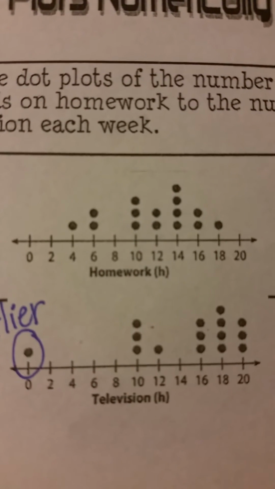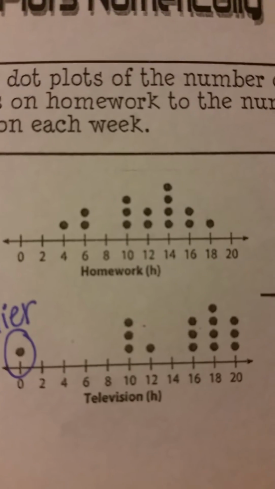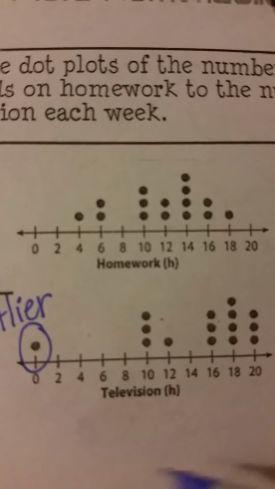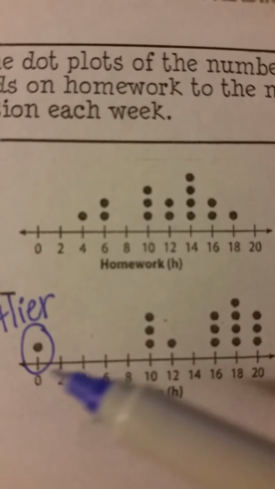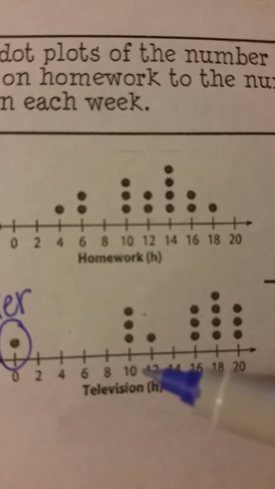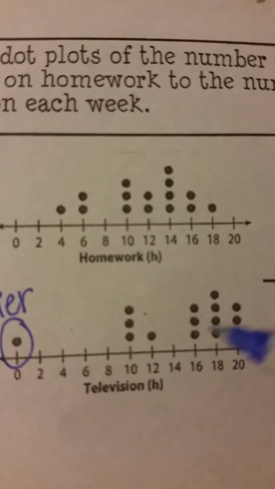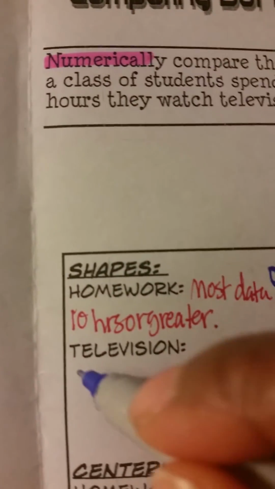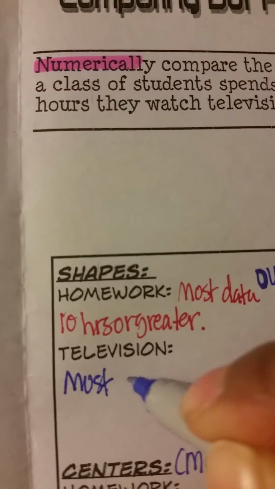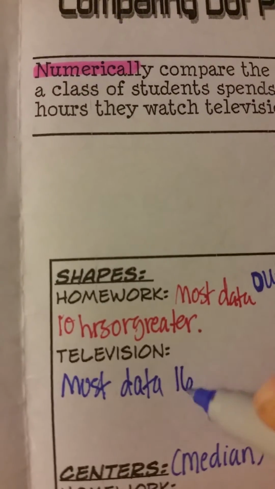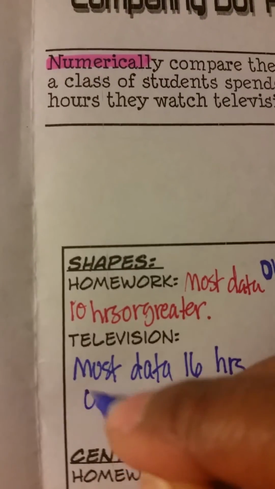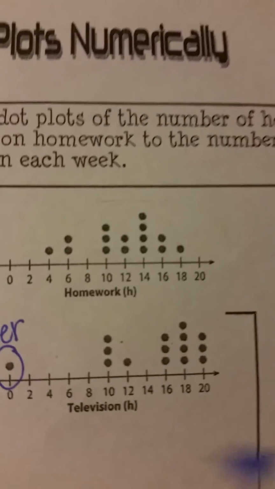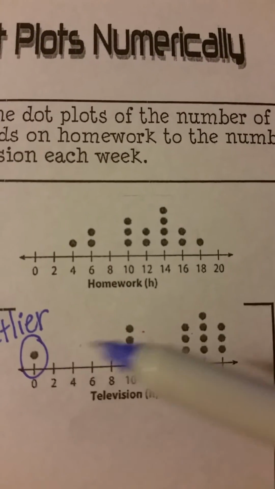Do you want to talk with your partner? Okay, so you should have said something like, we see we have the outlier here, maybe this one person here that doesn't really watch TV. Then you have a few at 10, one at 12, but most of my data is 16 hours or greater. That's what I'm going to write. Most data 16 hours or greater. Okay, so we just examined the shape of our data.